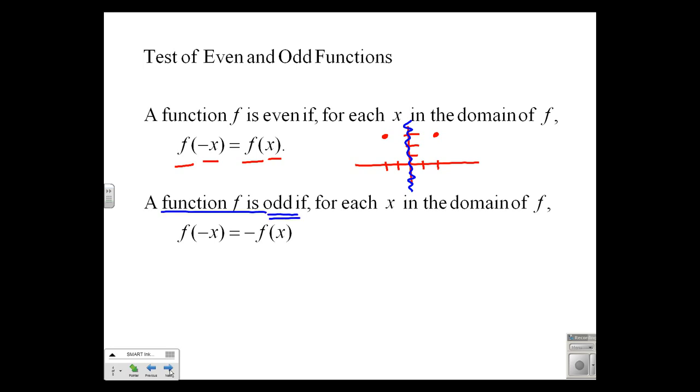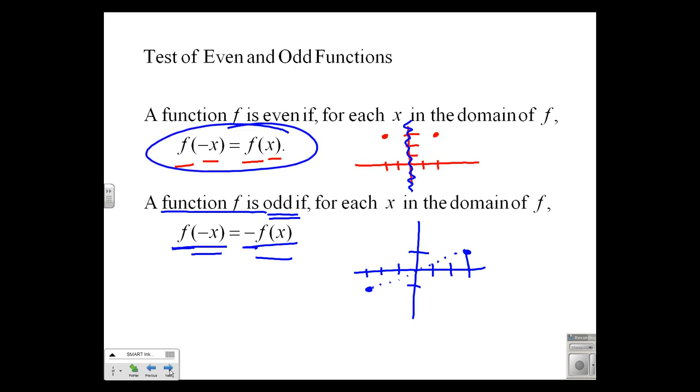A function is odd if the height to the left is the opposite of the height to the right. So if I go to the left 3, my height should be the opposite of this, or down here, which implies either symmetry through the origin or 180-degree rotational symmetry about the origin. So really easy to understand, but when I think of even functions, I guarantee you I'm not thinking of this. I'm thinking of mutated butterfly. When I think about odd functions, I'm thinking about symmetry about the origin.